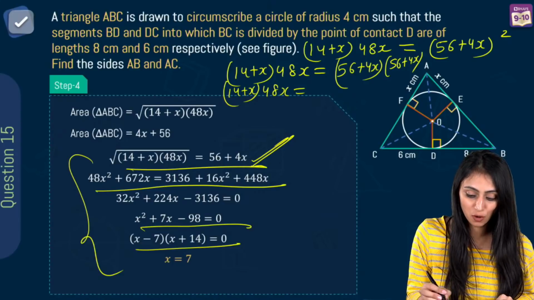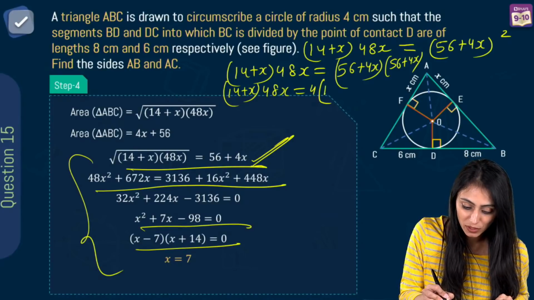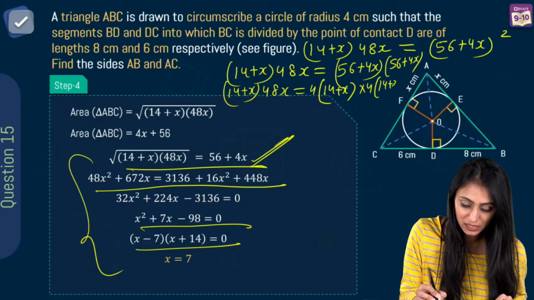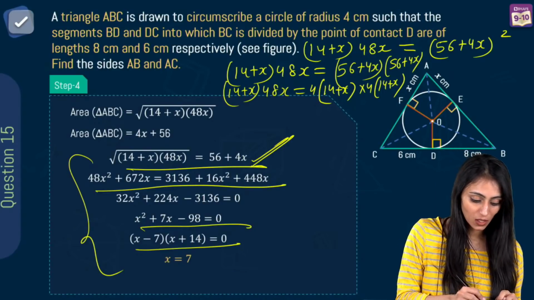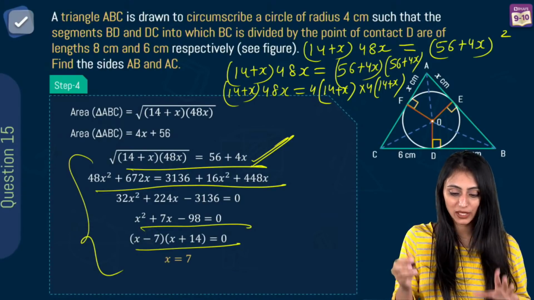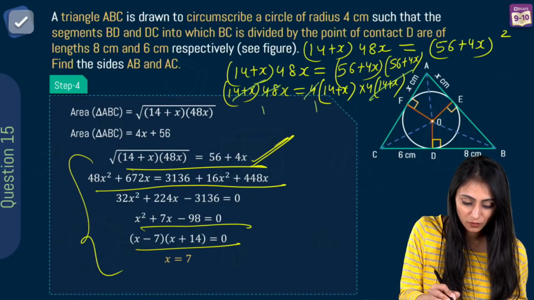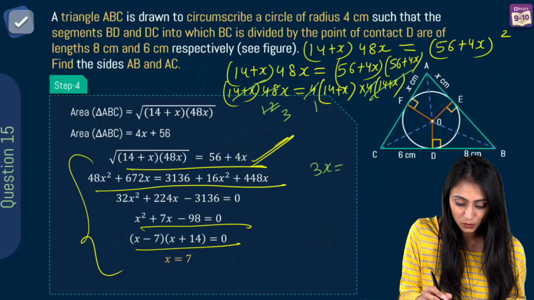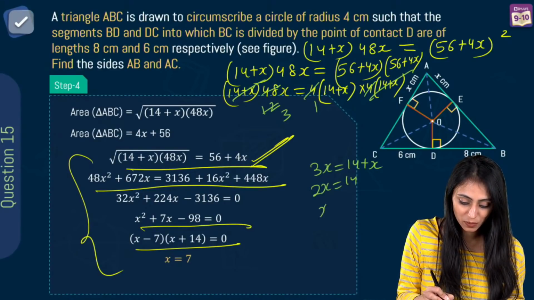From here I'll take 4 common. So when I take 4 common, what is going to be left inside? This is going to be 14 plus x, and from here also I take 4 common. We have 14 plus x. This is going to be very simple, trust me. Now no calculations you need to do. This gets cancelled, right? This is 4 times 1, 4 times 2, that's 12. 4 times 1, 4 times 3. We have 3x equal to 14 plus x. So I'll get 2x equal to 14, x would be 7.